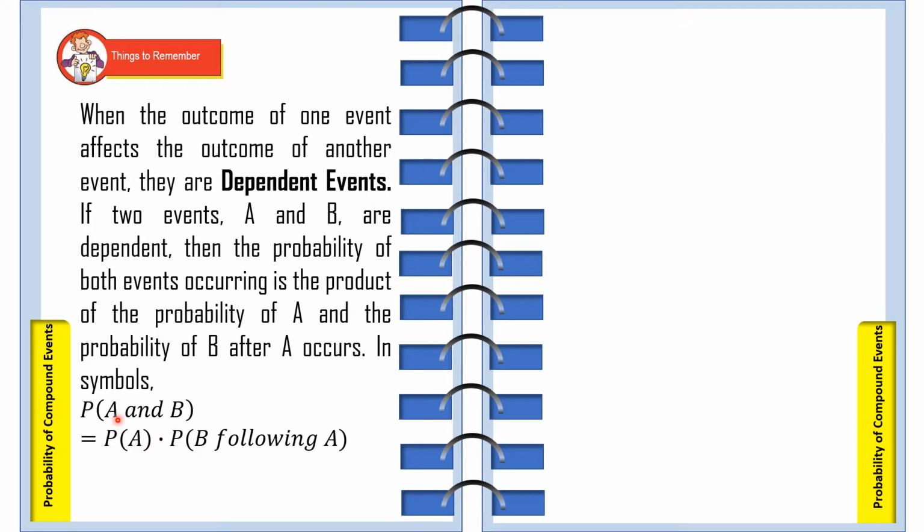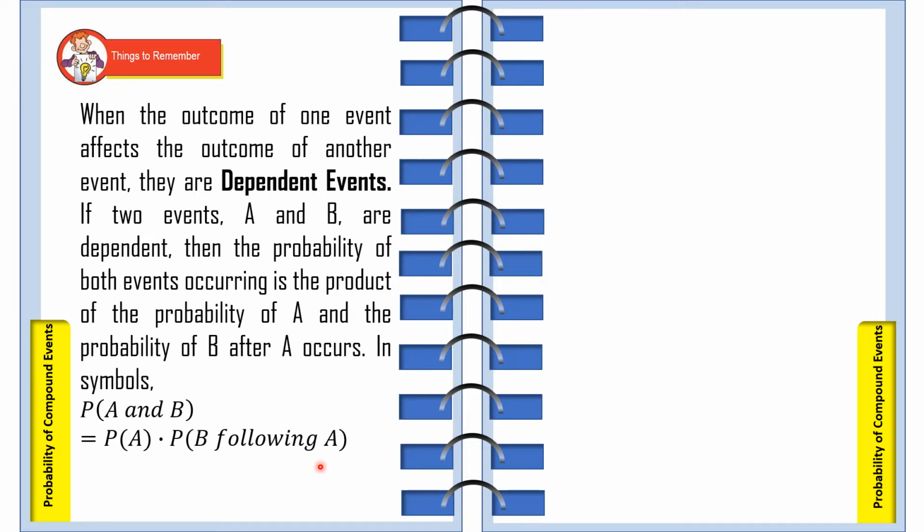Kaya magiging formula natin dito is still in symbol P of A and B. So, ganun pa rin. But dito, the probability of A times the probability of B following A. So, yung appearance nung second probability ay nakadepende muna sa kung ano mangyayari sa first probability or first event. So, ganun yung magiging sistema pagdating sa dependent event.